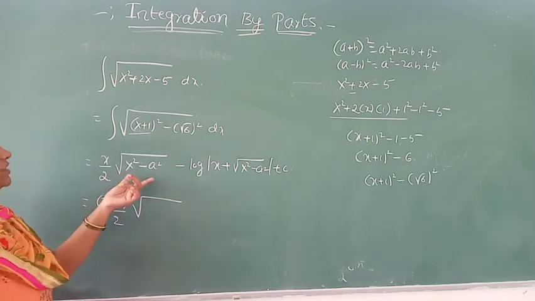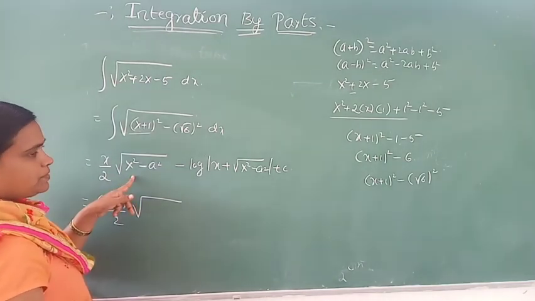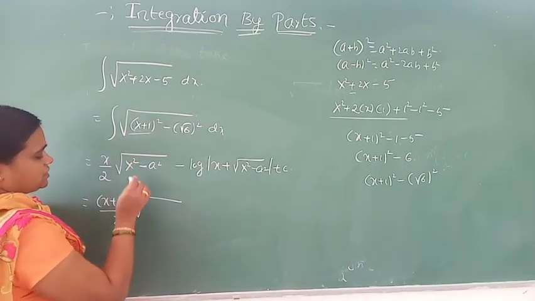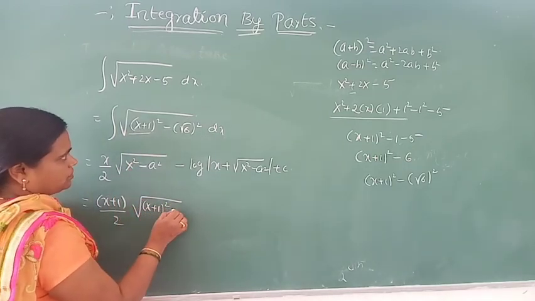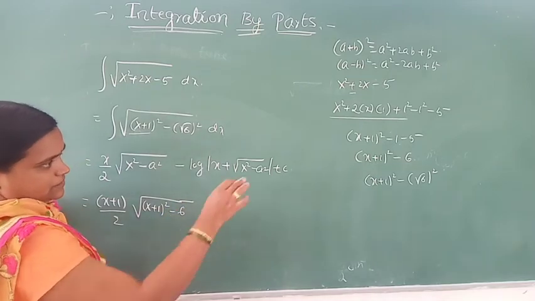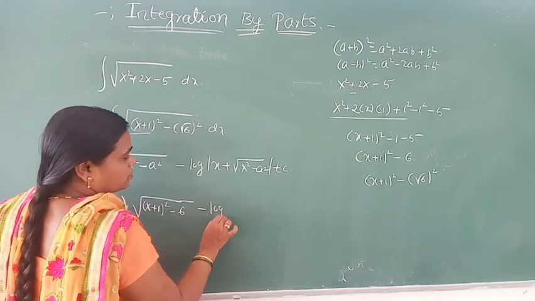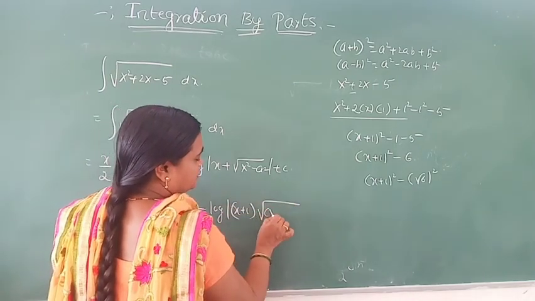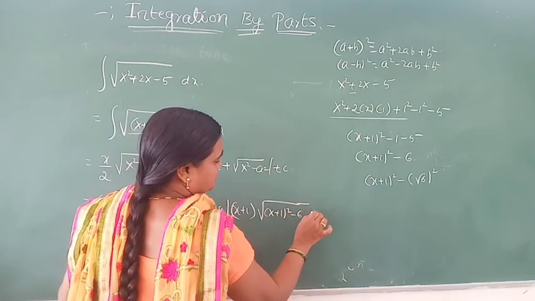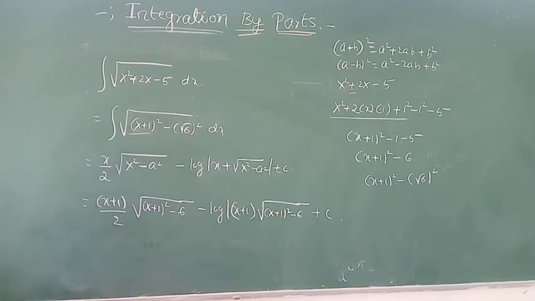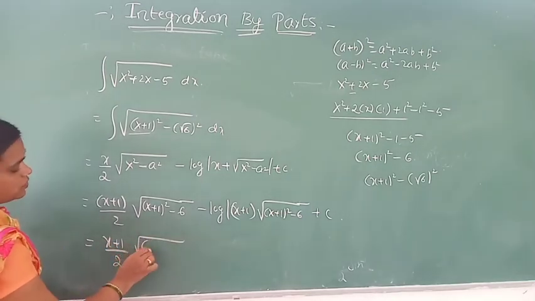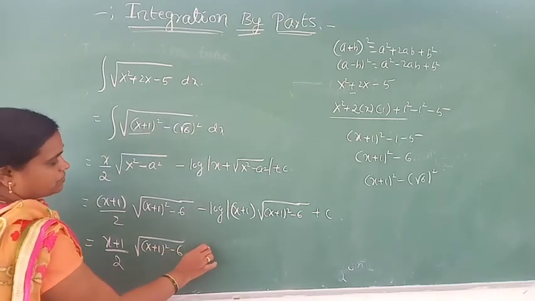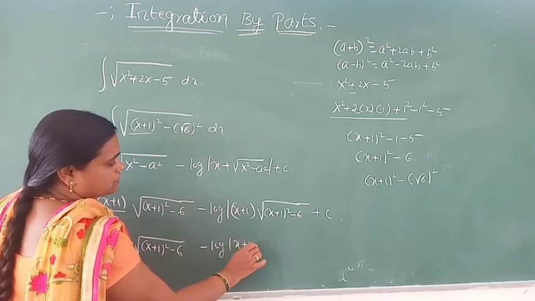Okay. After doing the simplification, root of x square minus a square, please just listen here. What is your x? x plus 1. x plus 1 the whole square minus a square. A square is 6. The same. Minus log modulus of x, what is your x? x plus 1. And we will get root of x square, x square is x plus 1 the whole square minus 6. Or else, after simplification, this is x plus 1 by 2 root of x plus 1 the whole square minus 6 minus log of modulus of x plus 1.